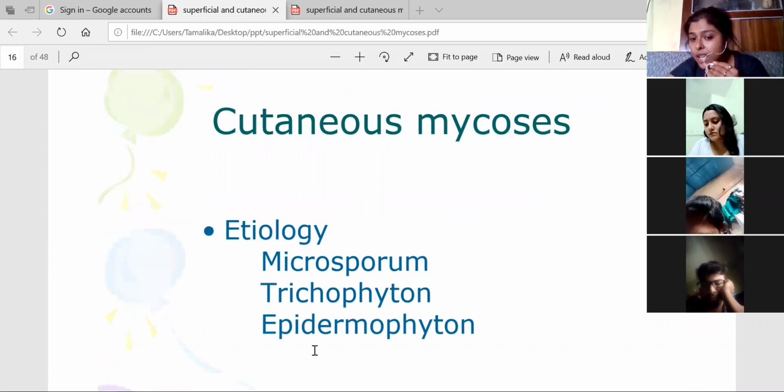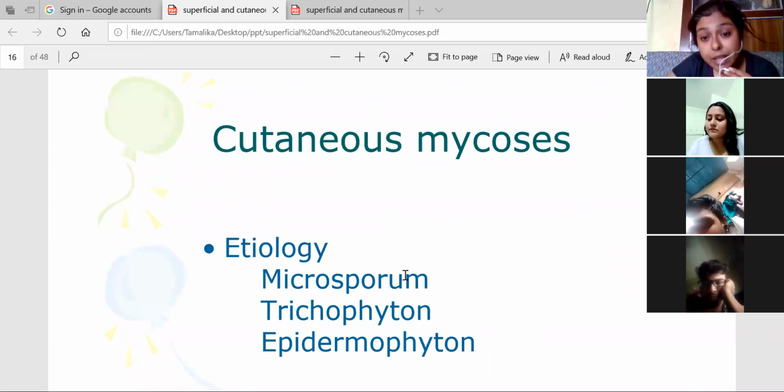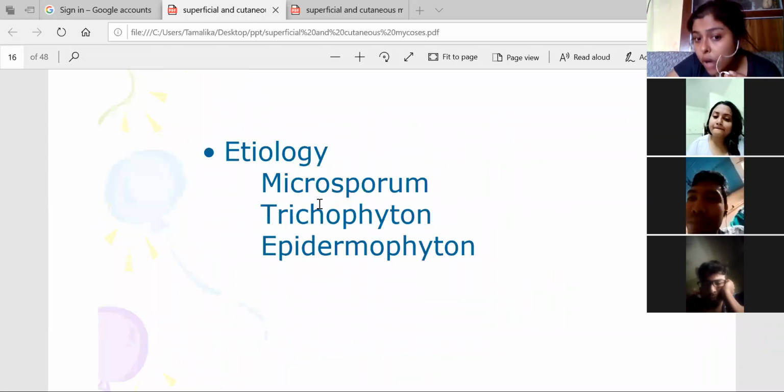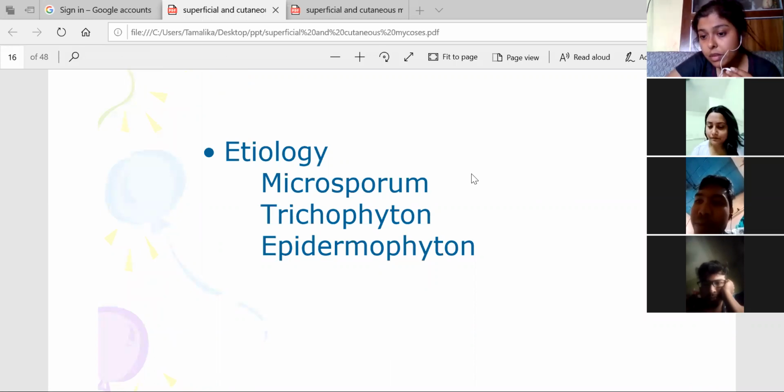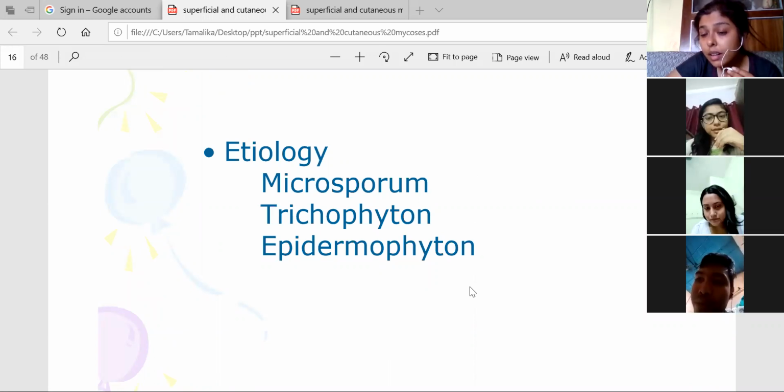So the etiology is given. That means the organism which causes this type of mycosis is given. That is Microsporum.